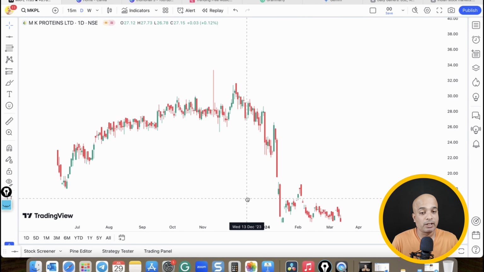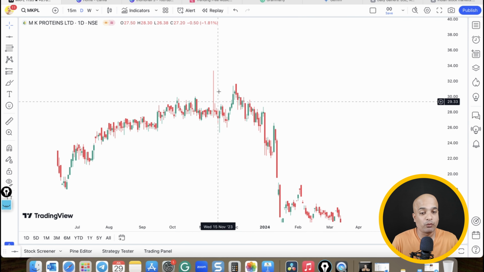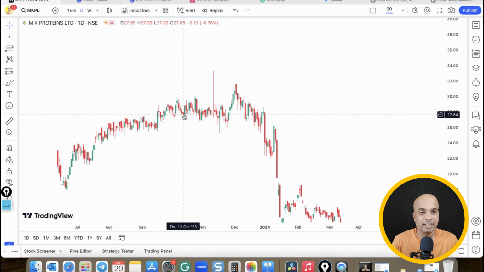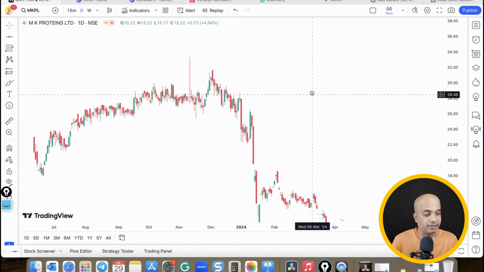Also, if you see these kinds of wicks on both sides, buying wicks and selling wicks on both sides, it is better to avoid those stocks, because unnecessarily it might trigger your entry, or unnecessarily it might trigger your stop loss and then move again in the same direction. So that is number one caution message.